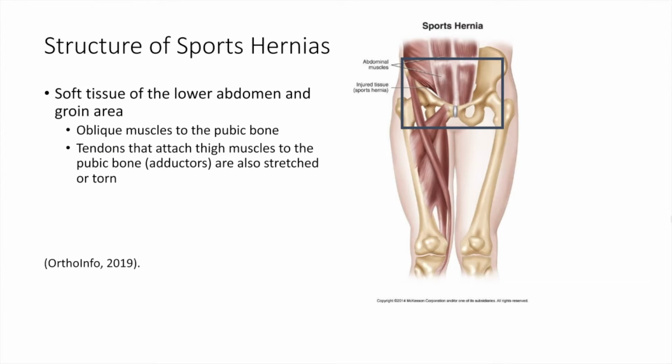As I've mentioned before, a sports hernia occurs when soft tissue of the lower abdomen and groin are stretched. Most commonly, this happens when the oblique muscles to the pubic bone are stretched or torn. Sometimes the tendons that attach the thigh muscles to the pubic bone can also be affected. This picture illustrates where sports hernias occur inside of the blue border.